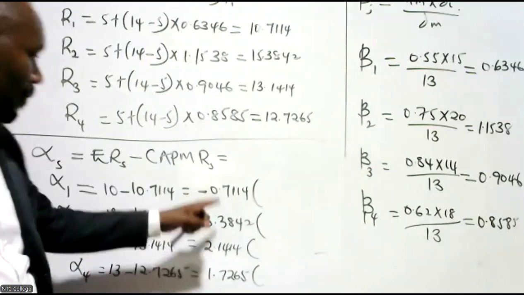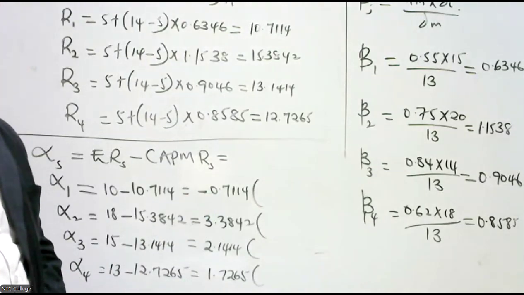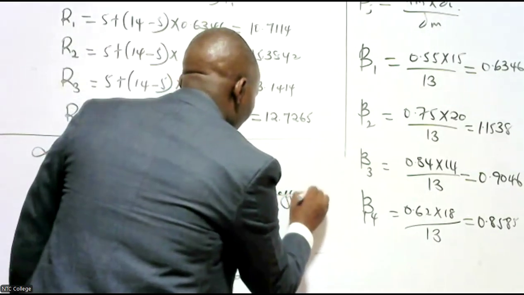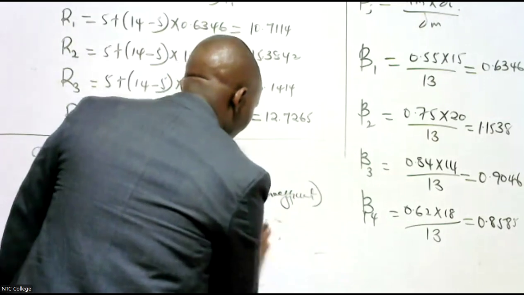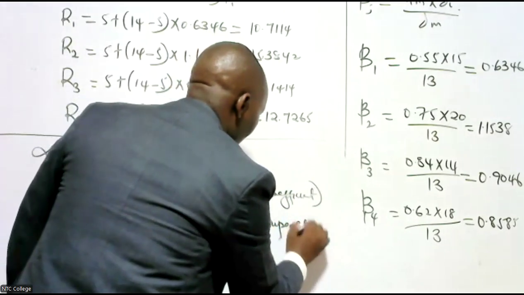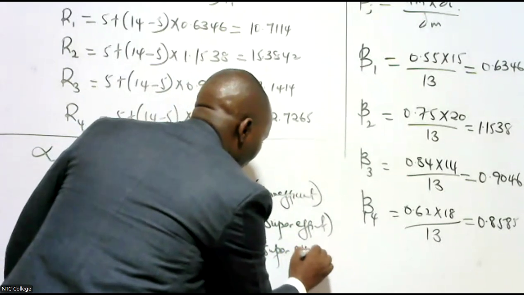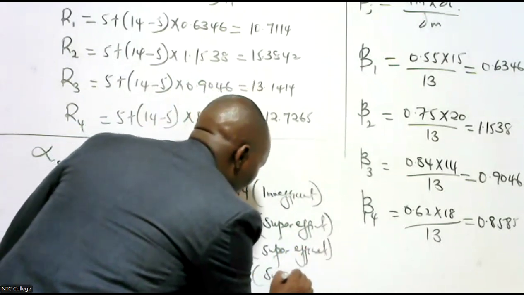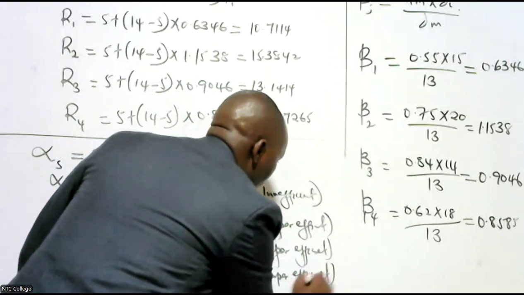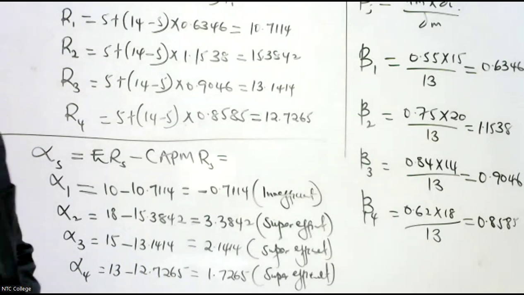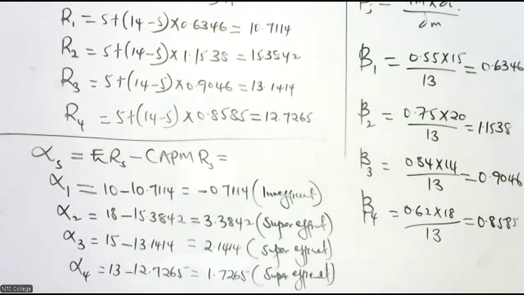We said if the alpha values are negative, it's inefficient. And then positive ones are super efficient and 0 is efficient. What is super efficient? What did you say about super efficient? The positive ones, when the alpha values are positive. What does that mean? We said that that means that assets are undervalued. Undervalued. They are making profit.